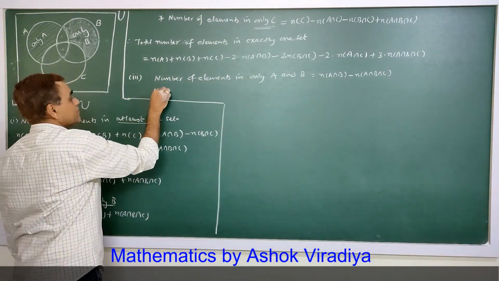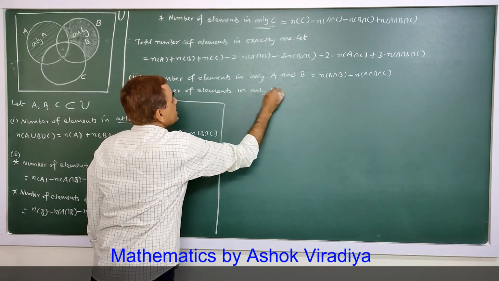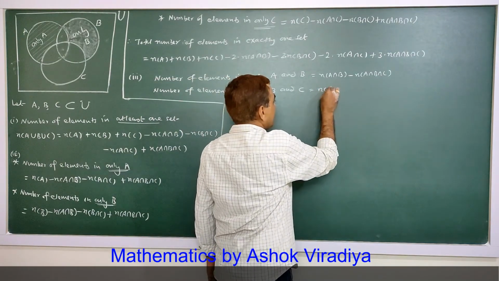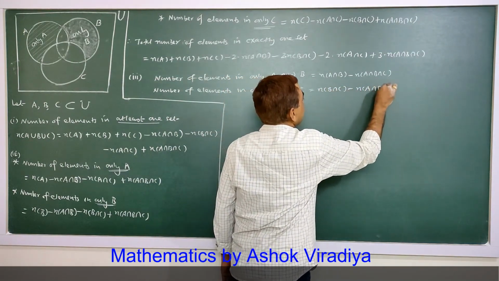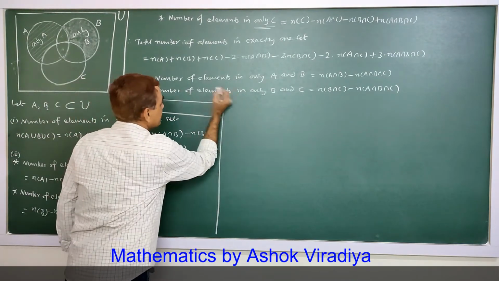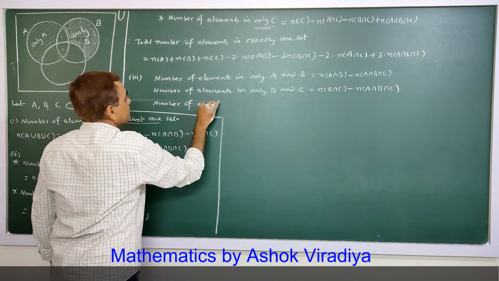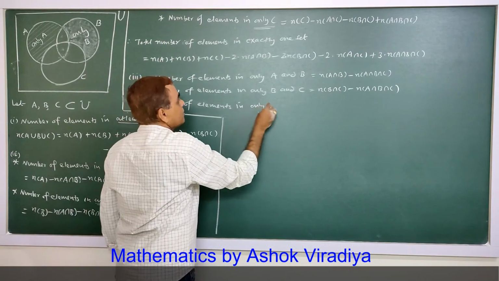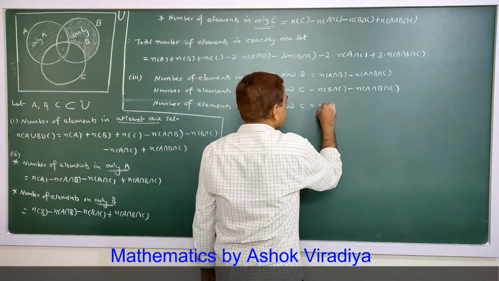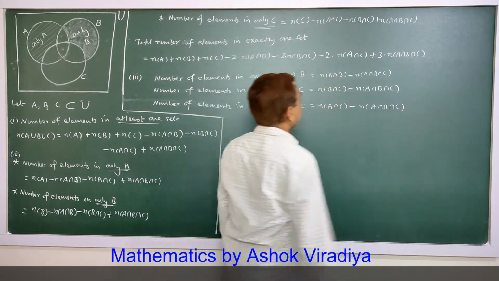Similarly, number of elements in only B and C in exactly two sets, it is equal to n of B intersection C minus A intersection B intersection C. Number of elements in only A and C in exactly two sets, that is number of elements in A intersection C minus number of elements in A intersection B intersection C.